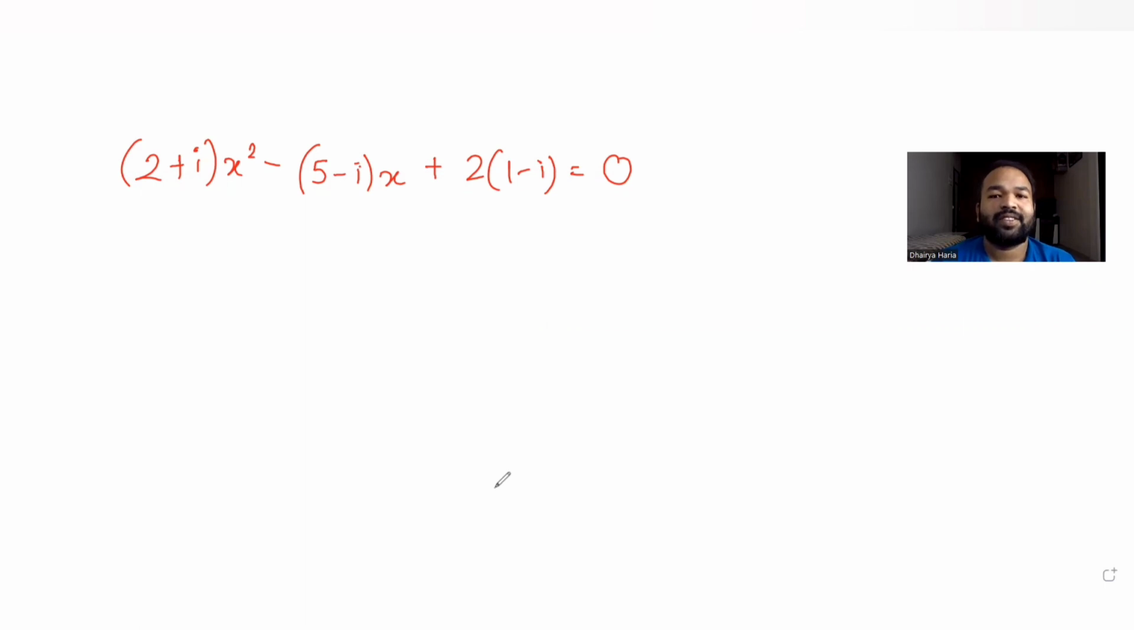Hi guys, let's see today's question. So today's question, if you see, is a quadratic equation which is having complex coefficients with it. Let's understand how to solve this question.